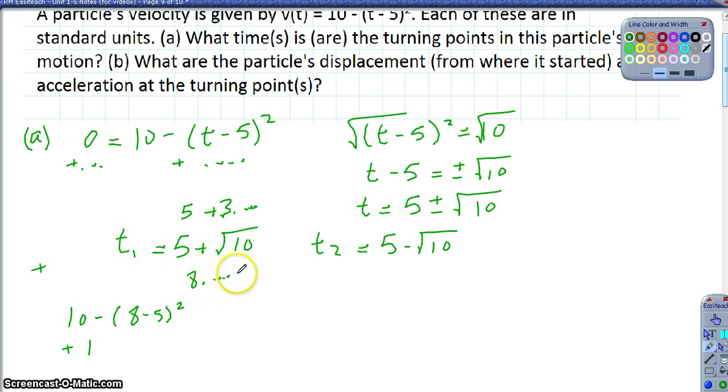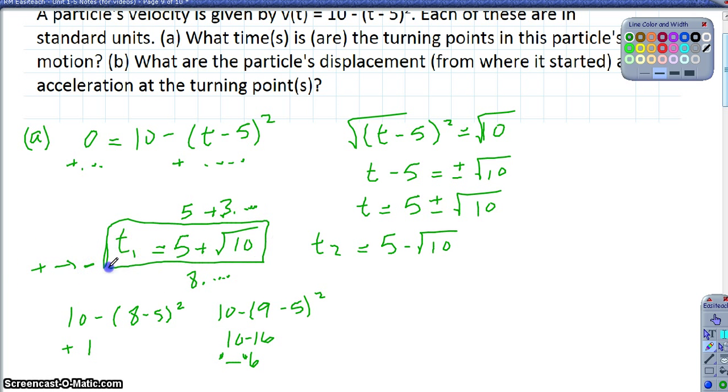Then I would choose a number a little bit bigger than the 8 and whatever change we had. So I would choose 9. So I would do 10 minus (9 minus 5) squared. And then 9 minus 5 obviously is 4. 4 squared is 16. 10 minus 16 is negative 6. And again, the most important piece right here, it's a negative. So I now do in fact know that I went from a positive value to a negative value, which tells me that this is definitely a turning point. Again, that tells me that that is for sure a turning point.